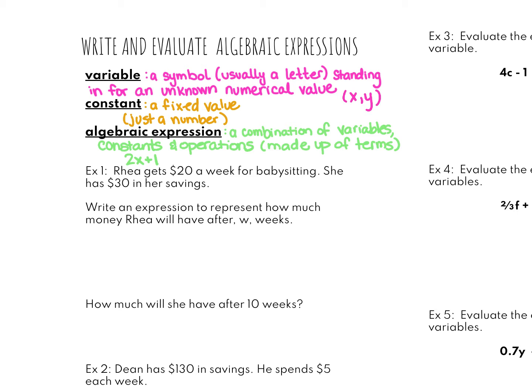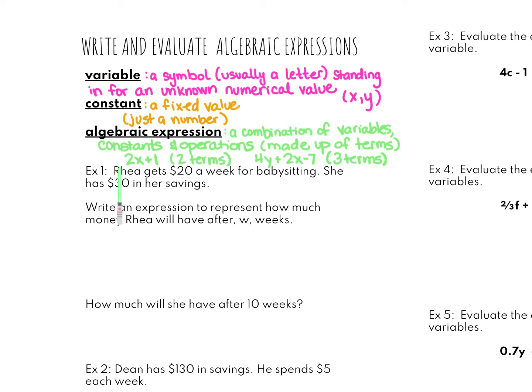Expressions don't have equal signs. If they had an equal sign, that would make them an equation. And in this case, there are two terms. We could also say 4y plus 2x minus 7. This has three terms in it. A term is just separated by an algebraic expression.